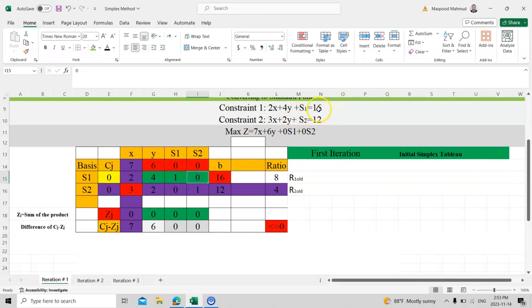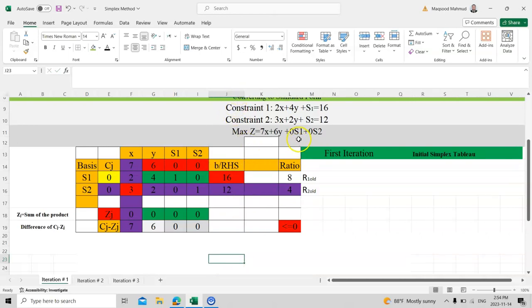On the right hand side, we have b, which some people call the right hand side, and we commonly write b here. On the right hand side we have 16. I will write both for you so that you understand as well. Right hand side.